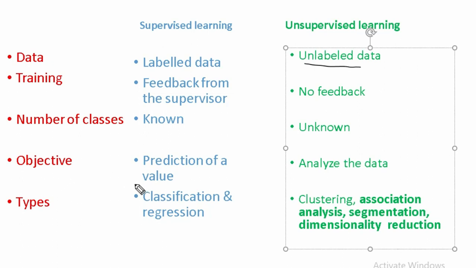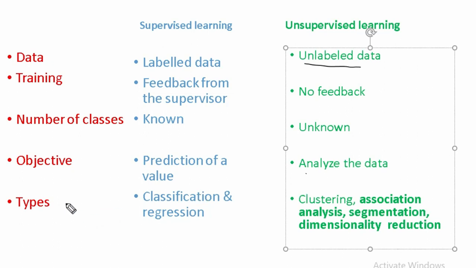The objective of the model in supervised learning is the prediction of a value. That is, if the predicted value is a continuous value, then we call the task a regression task. But if the predicted value is a discrete one, then we call it a classification task. But in unsupervised learning, just analysis of the data is provided. That is, analyze the pattern in the data and group it into similar groups.